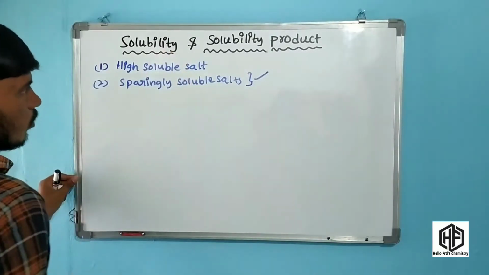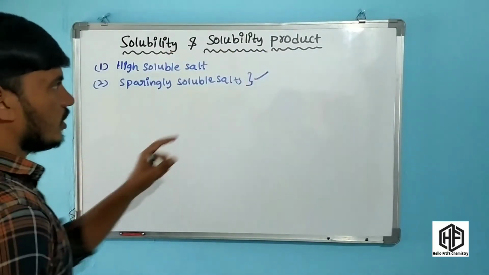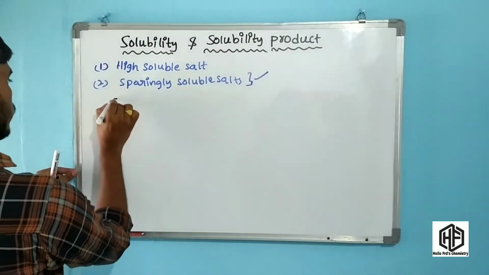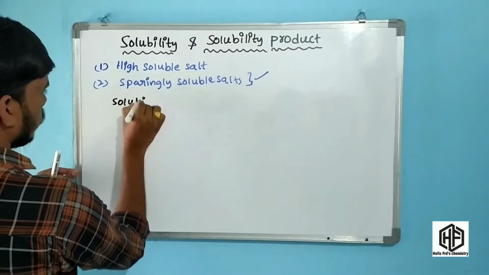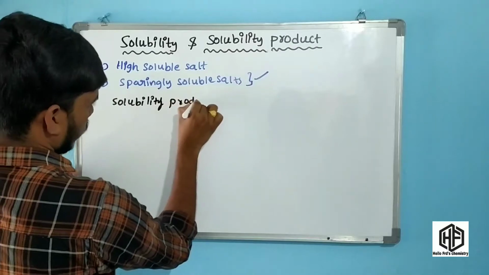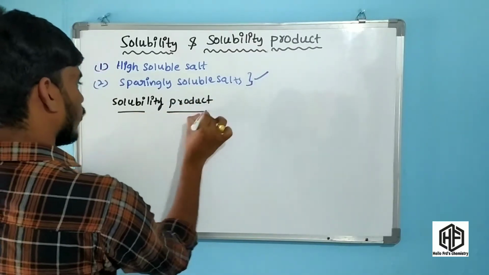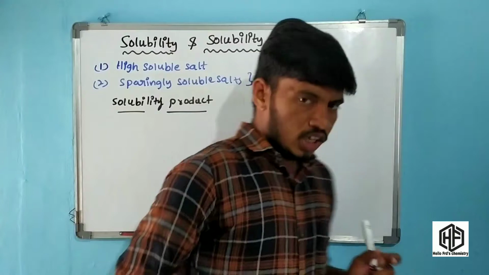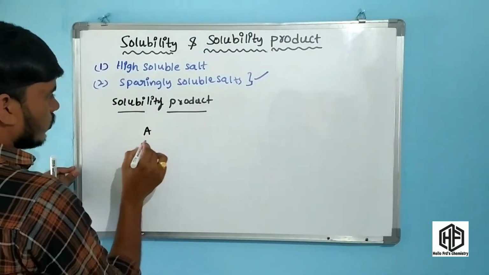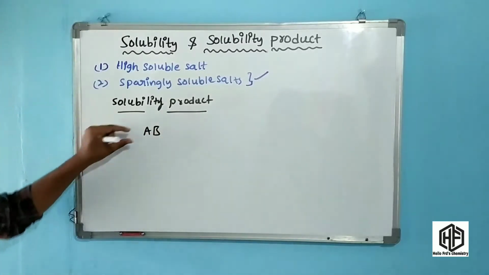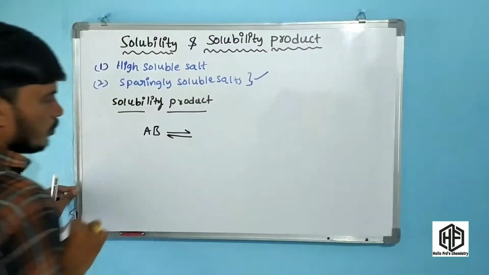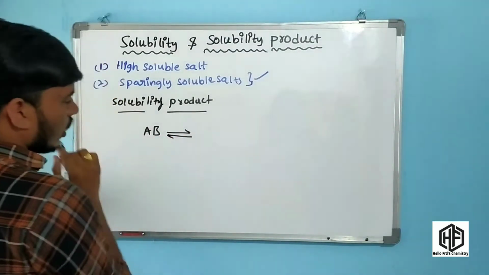Now I am going to talk about solubility product. First of all, I will discuss the solubility product. What is solubility product? Friends, you have to consider a salt like this. This is the salt, AB is a salt. This salt is sparingly soluble in water. What happens, friends?